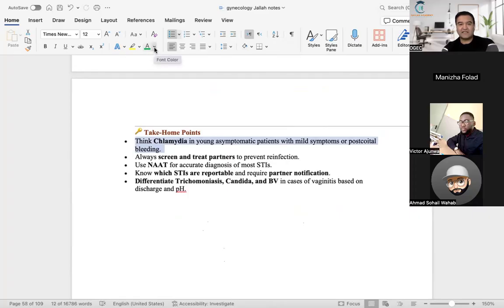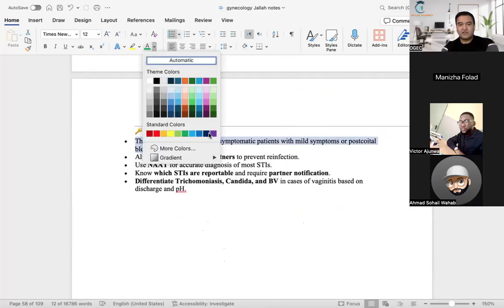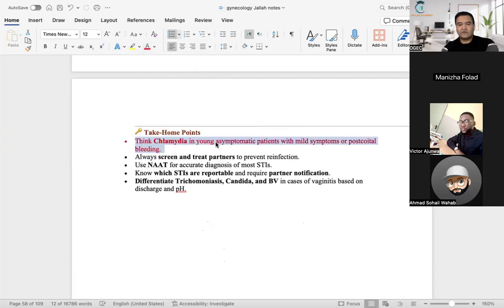In a sexually active young asymptomatic patient with a mild symptom or post-coital bleeding. Always screen and treat the partners to prevent reinfection.